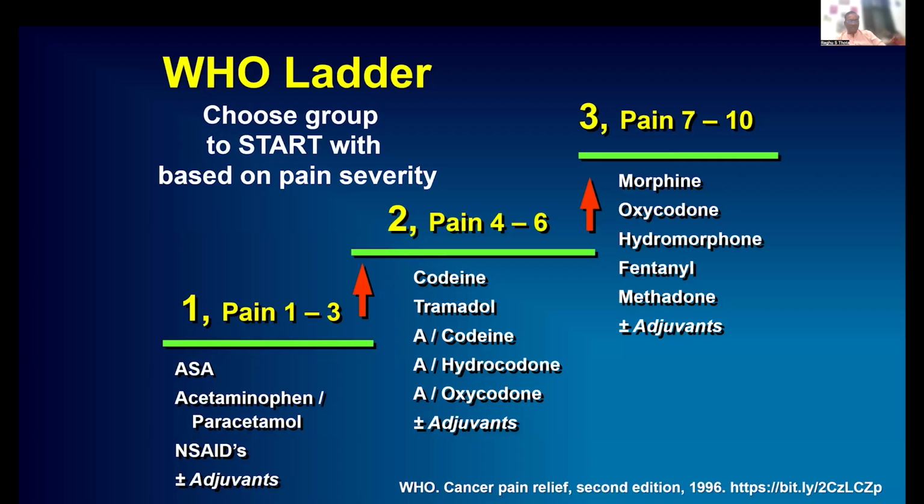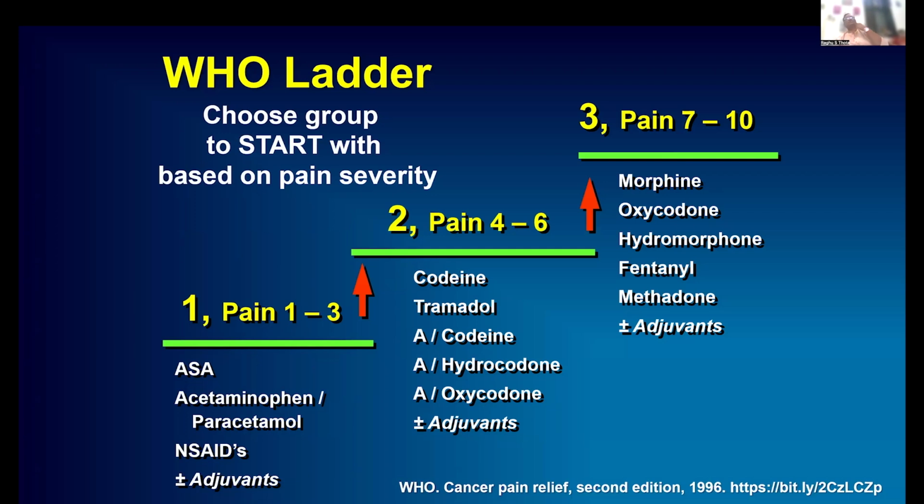And if you ask me my personal opinion and my personal experience over these many years, I will say 70 to 75% of the times you can manage pain just based on these 3 steps. That's it. If you're practicing as a basic physician and you just want to take care of the pain, you can just do this.